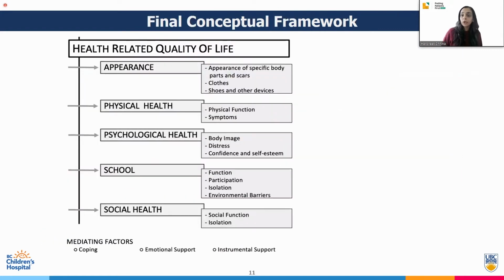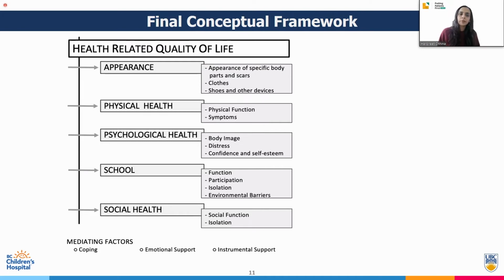And based on the qualitative analysis, we were able to develop a conceptual framework of concepts that were really important to these children based on these interviews. This included themes like appearance, physical health, psychological health, school, and social health. And under each of these themes, we were also able to list sub-themes that were important to these children as we found from these interviews.